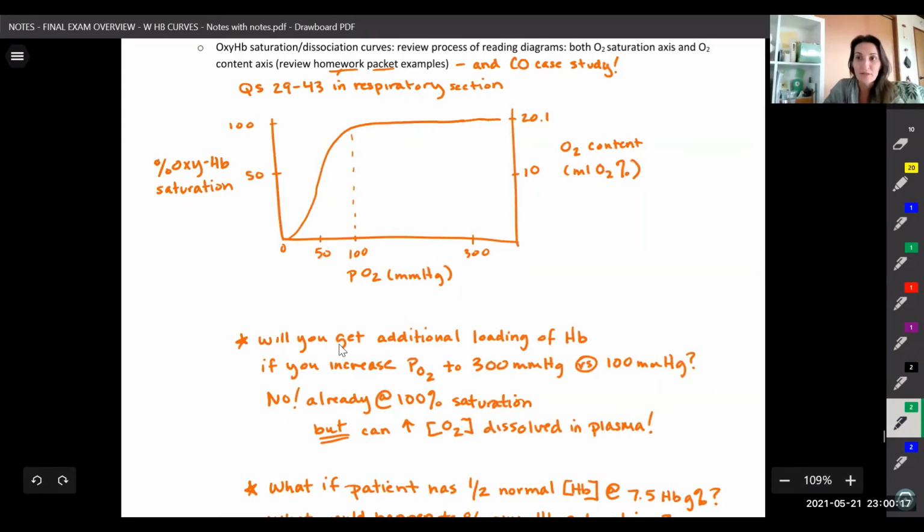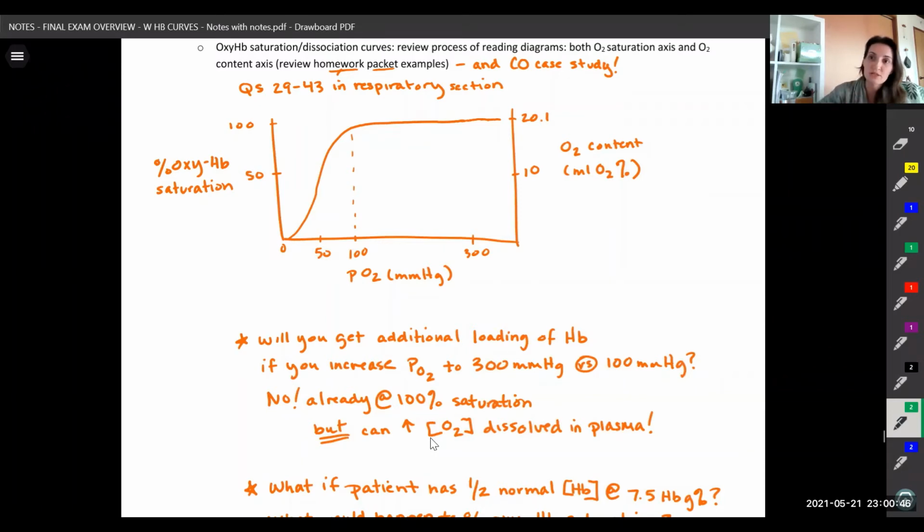But we can do something by increasing the partial pressure to 300. We can push more oxygen into the plasma, dissolve more oxygen into the plasma. And technically, we could deliver more oxygen to tissues by doing this. But it would be the plasma component that has a greater concentration of oxygen rather than more oxygen being carried by the hemoglobin.